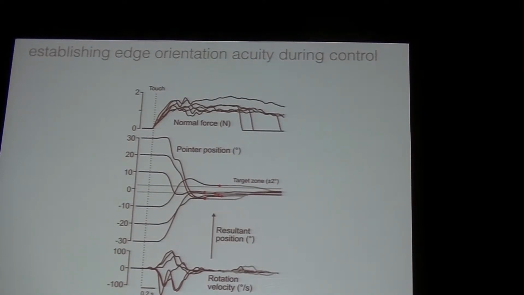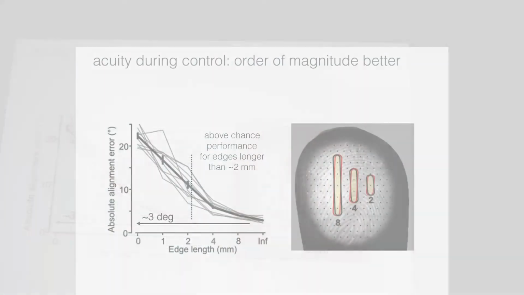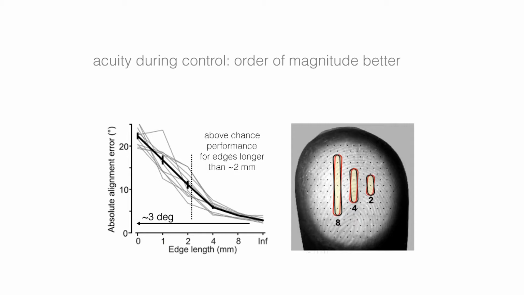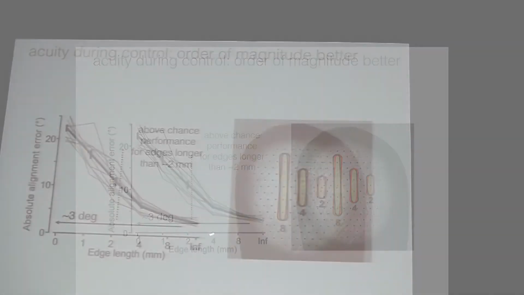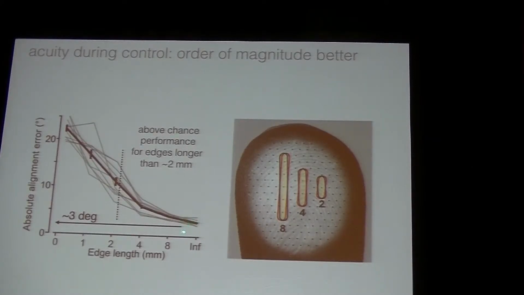So just cutting to the chase on this point, we say, well, what is the acuity during control? How well do they orient this dial relative to the goal state? And so here are the results on that. Again, I'm going to focus here initially on the infinite edge, because that's the one that's directly comparable to the perceptual studies that I described. And so here you just look at how well participants orient the edge in hand control. They're well down here below 3 degrees on average.